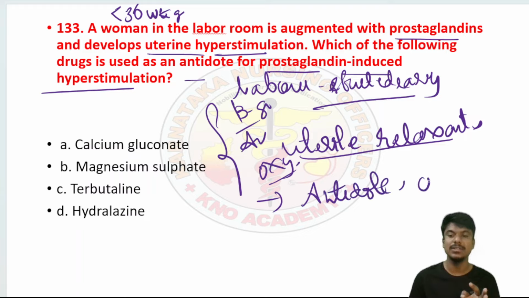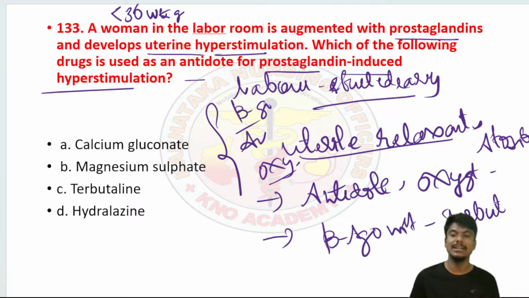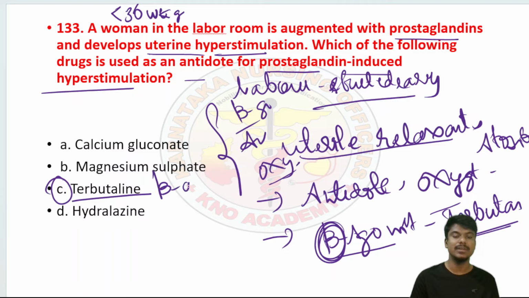Atosiban we use as an antidote for oxytocin, and like beta agonist. Can you name any beta agonist? Terbutaline. Terbutaline is the drug used as a beta agonist to prevent abnormal uterine contraction. Among the options, terbutaline is the beta agonist, so it will relax the uterus. So option C is the right answer.